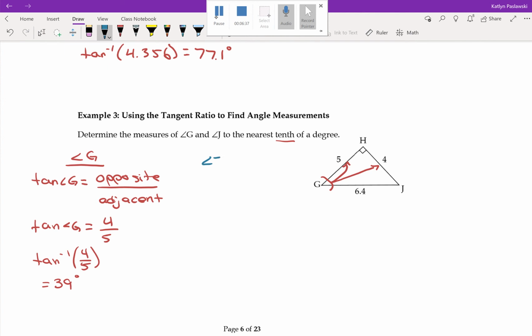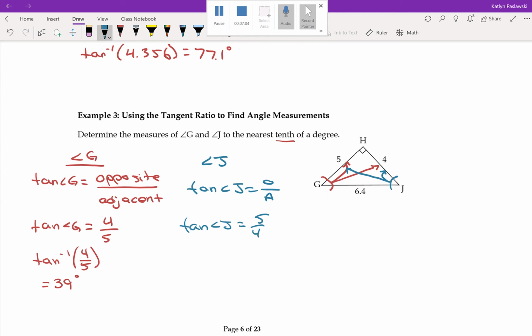Now I have angle J. So I'm going to orient myself from angle J. It is always opposite over adjacent. So I have tan angle J is equal to opposite over adjacent. O is short form and A is short form. So tan of angle J is equal to 5 over 4.